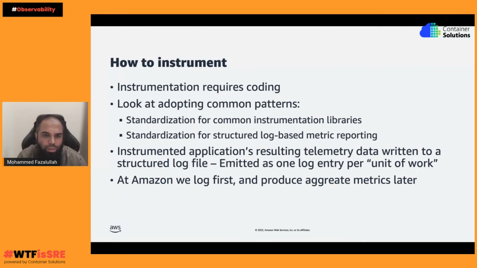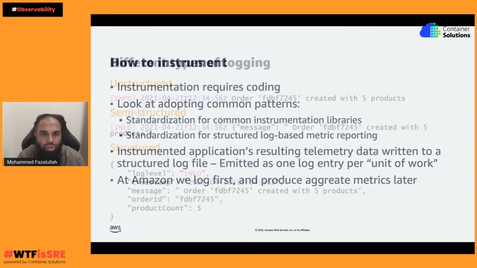Then you want to look at some form of standardization across metric reporting, right? And this is where structured logs start coming in. You want to start looking at this data with a structured log file, emitted as one log entry per unit of work. Just as an example, what you want to look at is how you would differentiate between these logs. One thing to understand is that at Amazon, and again, this would differ across organizations, we log everything first, and then we produce the aggregate metrics later, because we want to make sure that we have access to the log files so that we can debug them later if needed when there are customer issues.